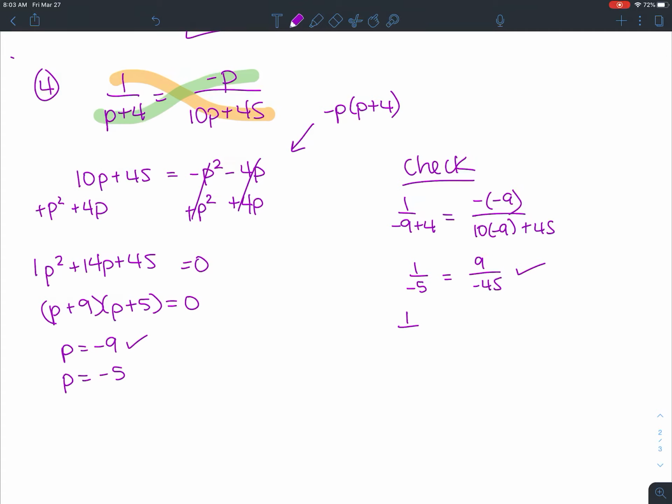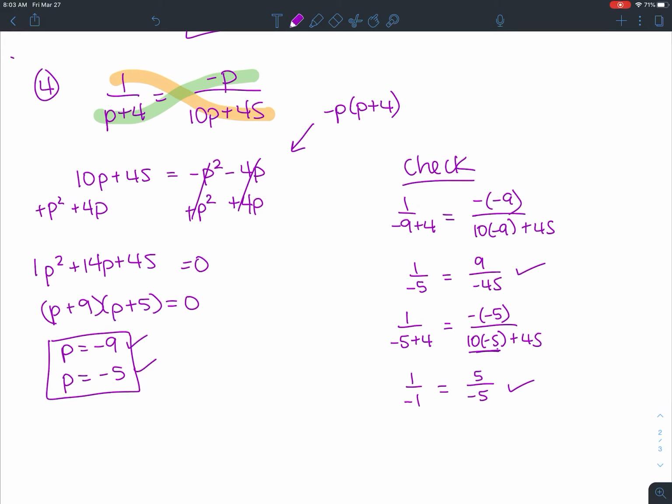Let's plug in negative 5. 1 over negative 5 plus 4 equals negative 5 over 10 times negative 5 plus 45. 1 over negative 1. 5 over negative 50 plus 45 is negative 5. Yes, those are both the same. So we end up with 2 answers this time. That's it for today. I'll see you in class on Monday.